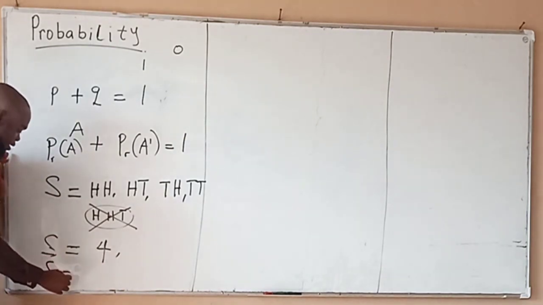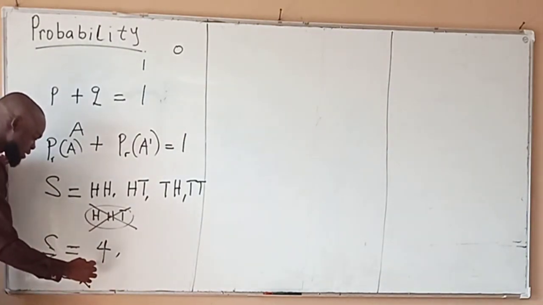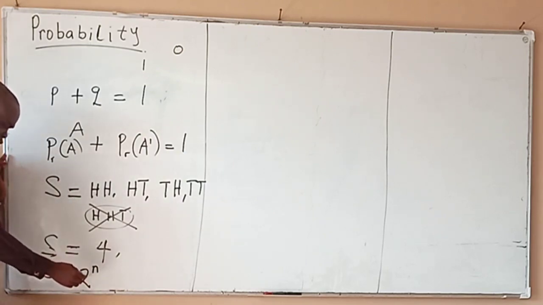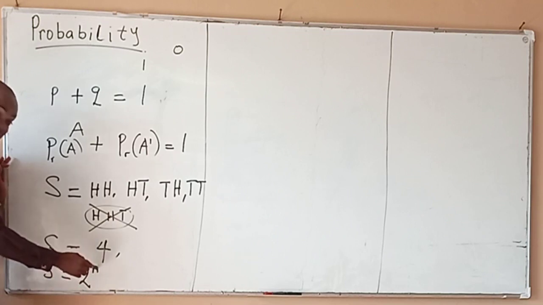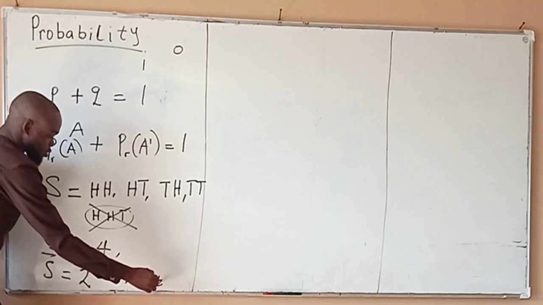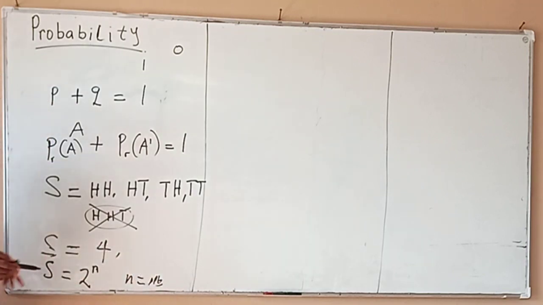A coin has 2 sides. Then raise it to the number of tosses. For example, if you toss a coin twice, it will be 2 raised to the power 2. Toss a coin 3 times, 2 raised to the power 3, where n is the number of tosses. So how many times do you toss the coin? You toss it 3 times, it will be 2 raised to the power 3, which is 8. You are going to have 8 outcomes.